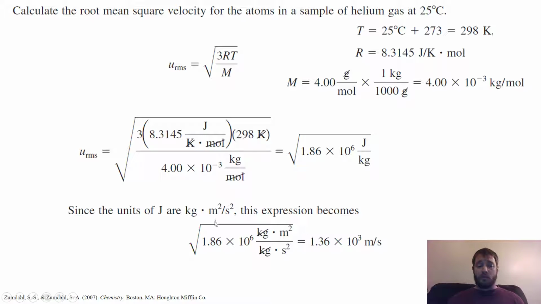Joules are kilogram meter squared per second squared. And so that allows me to cross off kilograms, and then I get meters squared over second squared. But when I take the square root of that, I just get meters per second. And so that's where we get those units of meters per second. So that's why it's also important to make sure we're always using this 8.31451 joules per mole K rather than 0.08206 liter atmospheres per mole K.